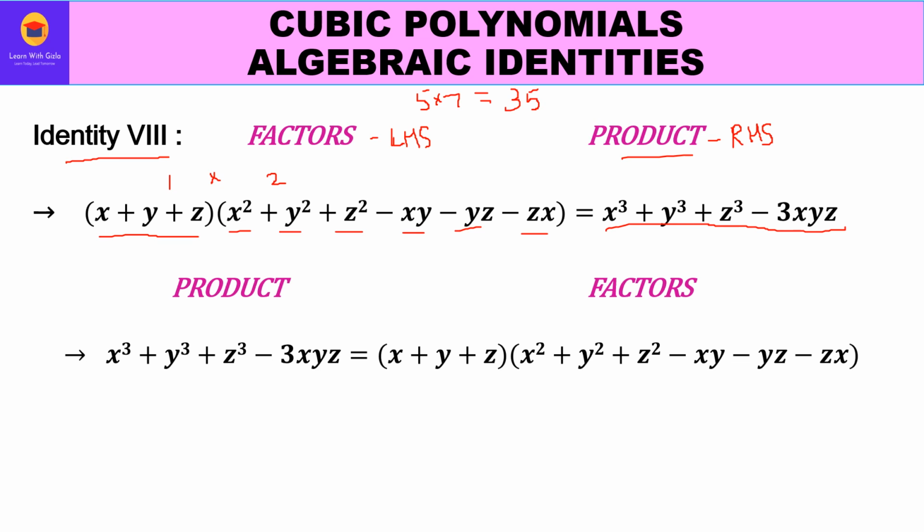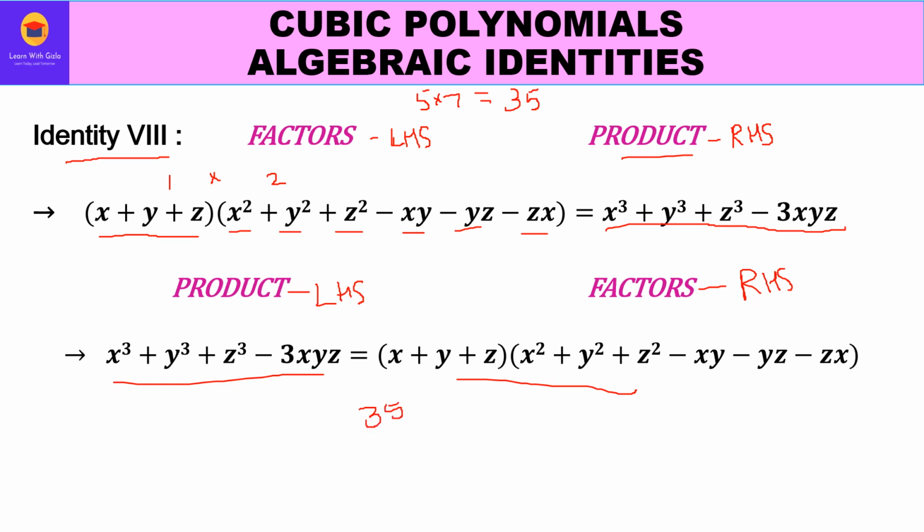Now the other way around, the question can be either factors are given and you are finding the product, or the product becomes your left hand side. The product is given in the question and you are asked to find the factors. So the factors will become your right hand side. So these two types of questions we can get: either the factors are given and we have to find the product, or the product is given and we have to factorize it by finding the factors.